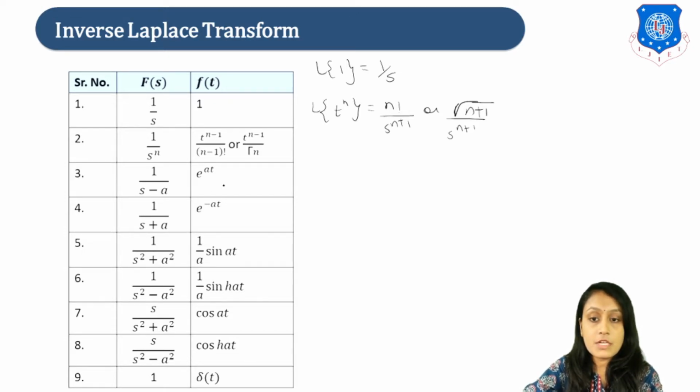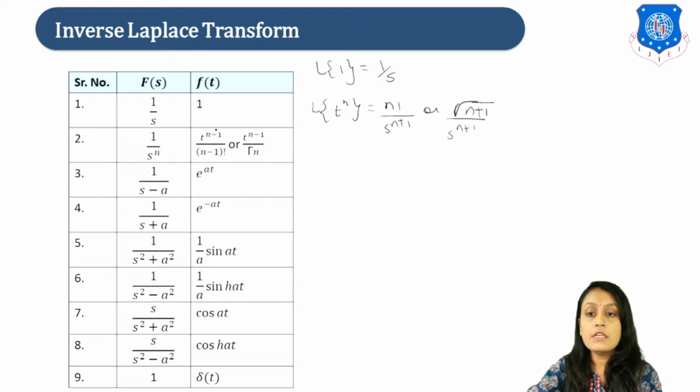Then Laplace transform of e raised to at is 1 upon s minus a. So Laplace inverse of 1 upon s minus a will be e raised to at. Similarly, Laplace inverse of 1 upon s plus a is e raised to minus at. Laplace inverse of 1 upon s square plus a square is 1 upon a sin at. Laplace inverse of 1 upon s square minus a square is 1 upon a sinh at. Laplace inverse of s upon s square plus a square is cos at, and Laplace inverse of s upon s square minus a square is cosh at, and Laplace inverse of 1 is delta t.